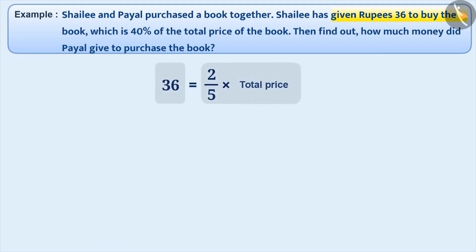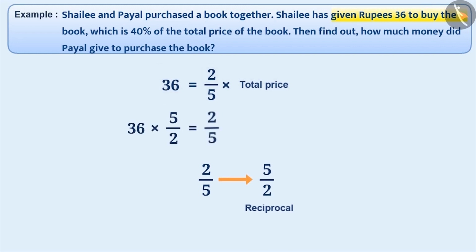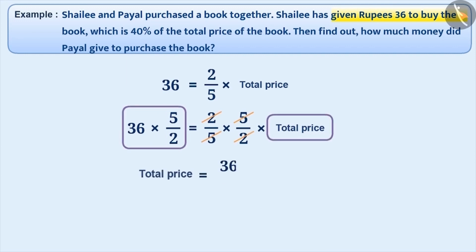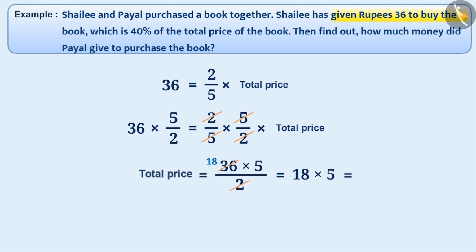If we multiply left-hand side and right-hand side by the reciprocal of 2 by 5, that is 5 by 2, then we get 36 into 5 by 2 is equal to 2 by 5 into 5 by 2 into total price. That means 36 into 5 by 2 is equal to the total price. Therefore, total price is equal to 36 into 5 divided by 2 or 18 into 5, which is rupees 90. Is this the answer to the given question?